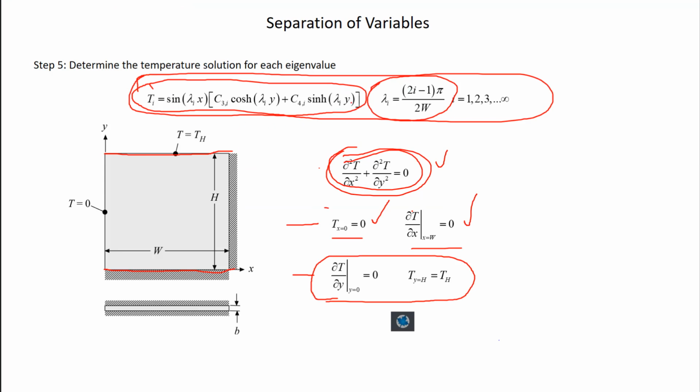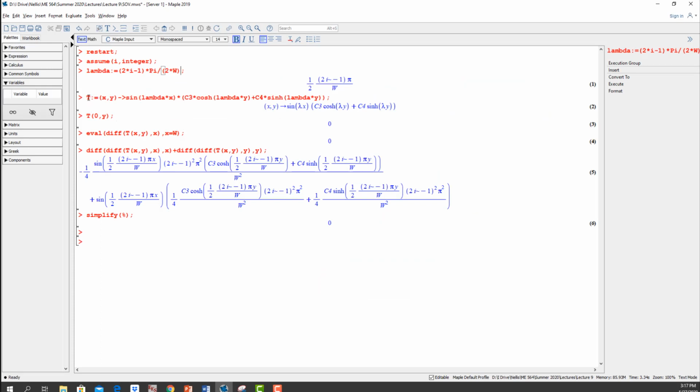Now I got to put in this function, right? So this is a function of x and y. So this is how you put in a function of x and y, right? You say t is assigned to, and then this parentheses x comma y with the little caret after it means it's a function of x and y, and here's the function, right? So sine lambda x times c3 cosh lambda y plus c4 sinh lambda y. So this is my function.